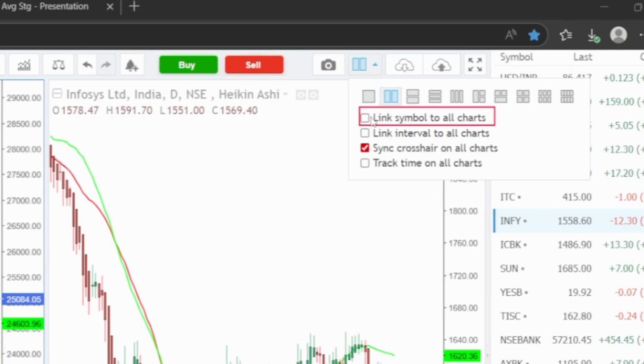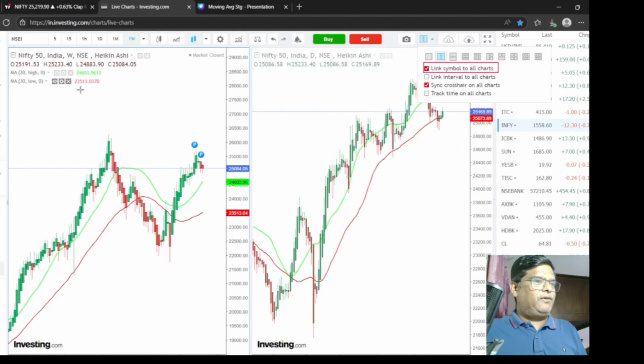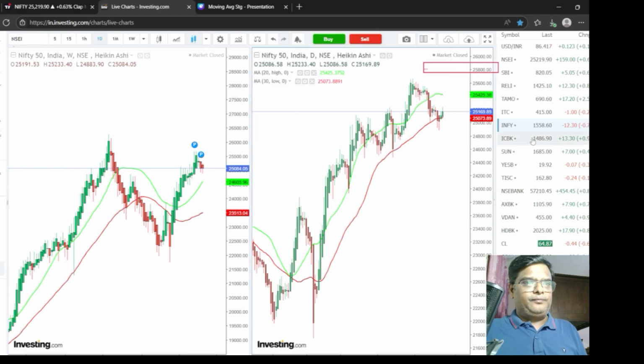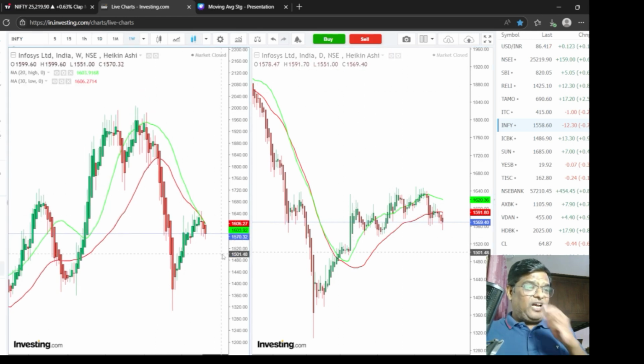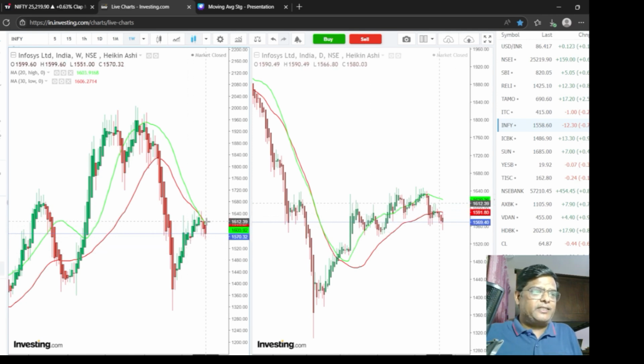The first option you need to check is this. Then only it will come. So you click this. Now it's changed to Nifty. You click back, and here you click Infosys. Now both the charts are showing Infosys. So now you can say the trend is down. Nifty's trend is down because these lines are not crossed. If the lines are crossed here, the trend is up.